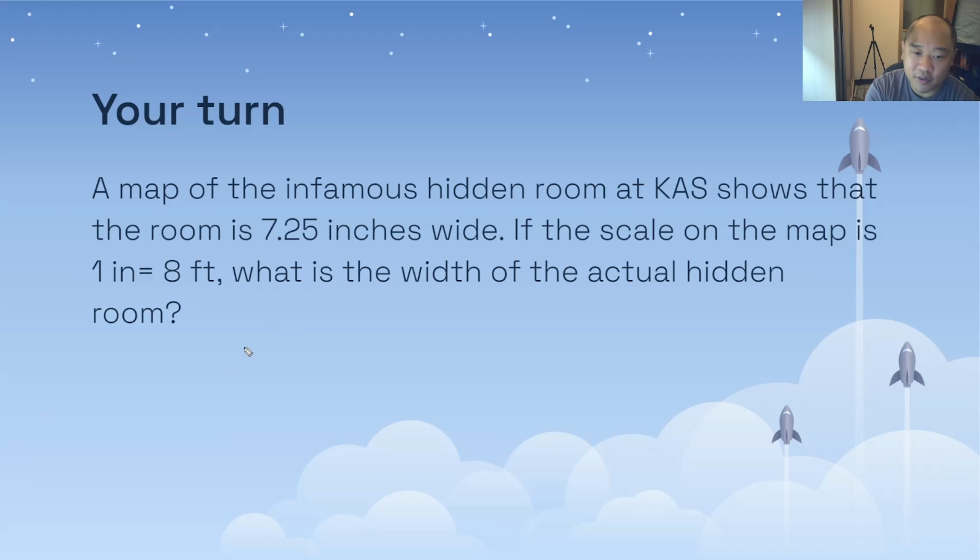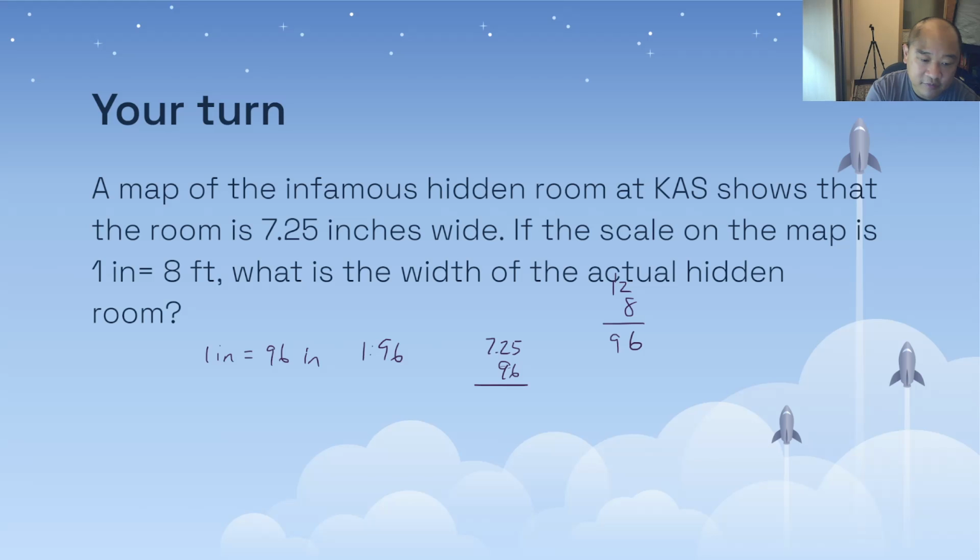Welcome back. Okay, so this is another one where we can convert this to all inches first, right? So 1 inch equals 8 feet times 12. So this is 96. 1 inch to every 96 inches. So 1 to 96. And then it's 7.25. So 7.25 times 96 equals something.